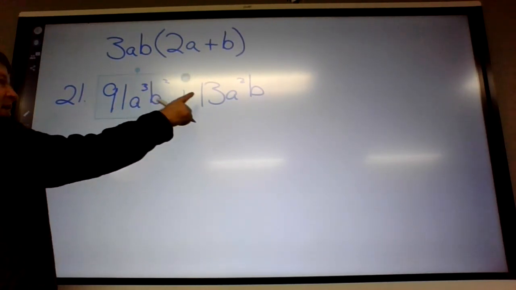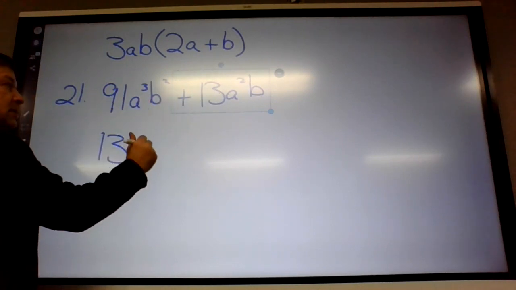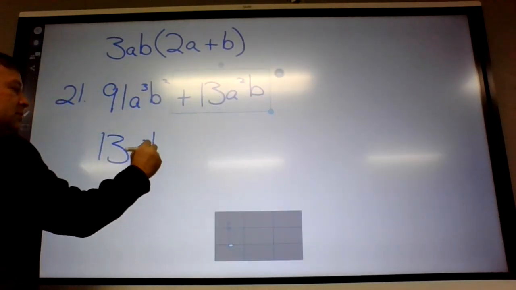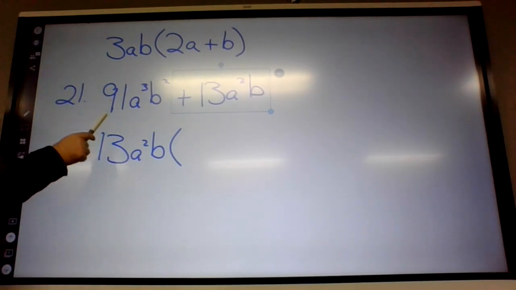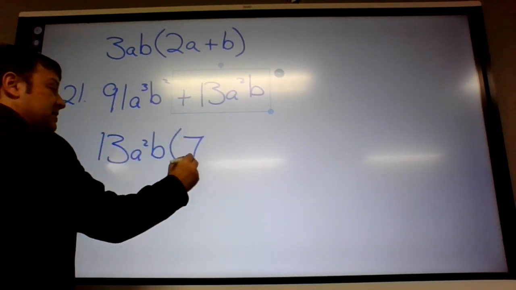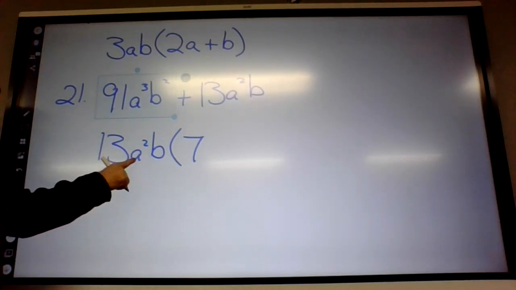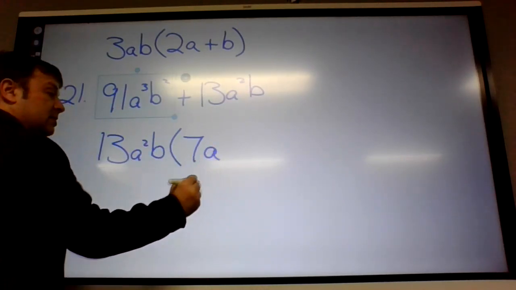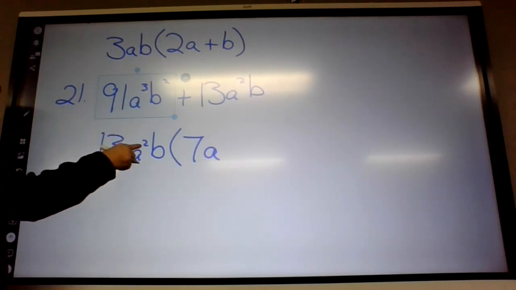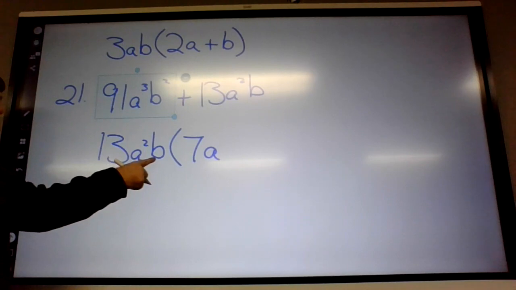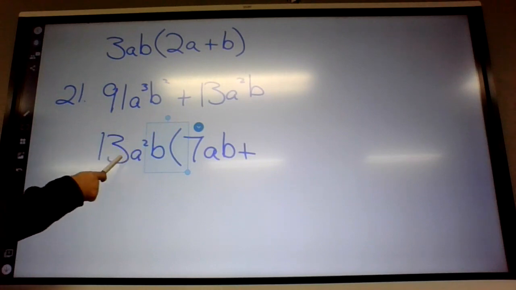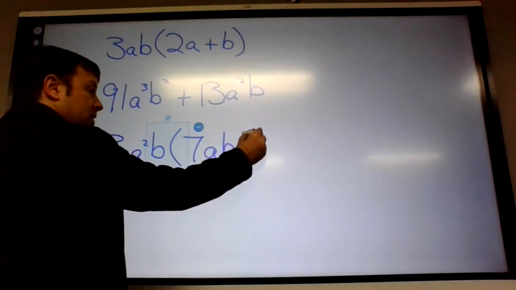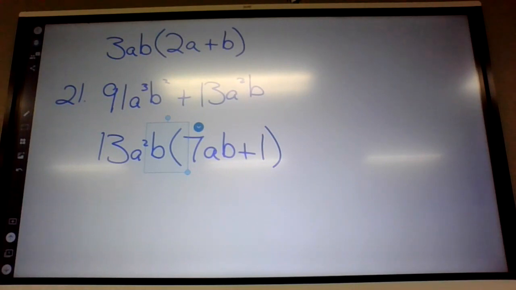And how many A's can I take out? 2. How many B's? 1. So 91 divided by 13, and we just mentioned it, is 7. A cubed divided by a squared is a. Remember, when you divide, you just subtract the exponents. B squared divided by b is b. How about this one? 13a squared b divided by 13a squared b is 1. All this kind of canceled out.